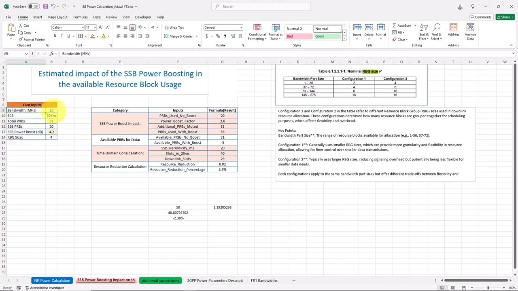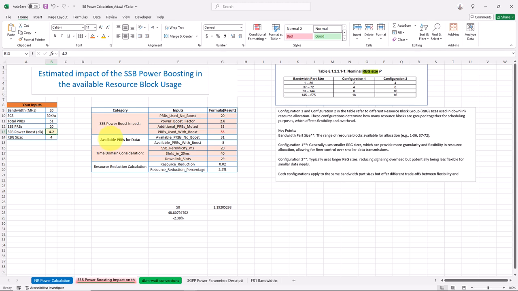I'm assuming the total channel bandwidth is 20 mega. I can change that one, but I keep it 20 mega for now. This is my subcarrier spacing, 30 kHz, and this is the equivalent for 20 megahertz. We have a total of 51 resource blocks, and we know the SSP is around 20 resource blocks. Based on the number of total resource blocks, 3GPP defined a particular RBG size. For example, for 51 resource blocks, the RBG size is equal to 4 resource blocks. That's why I give the RBG size here as 4 resource blocks.